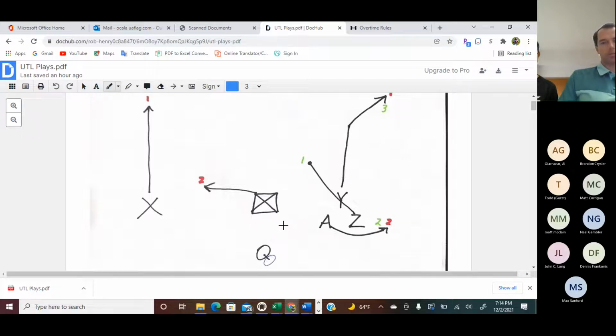So for instance, say we have our QB here, and he throws a lateral to my A wide receiver. The A wide receiver can then throw the ball to Y, and it is considered a pass. However, if my A wide receiver catches that lateral and then proceeds across the line of scrimmage, then that is considered a run.